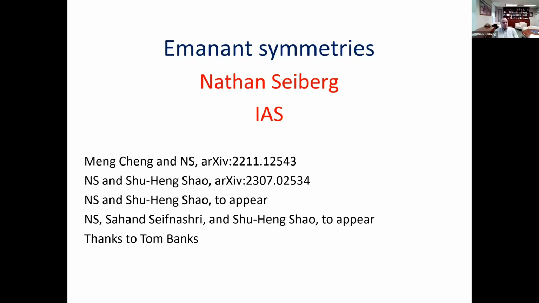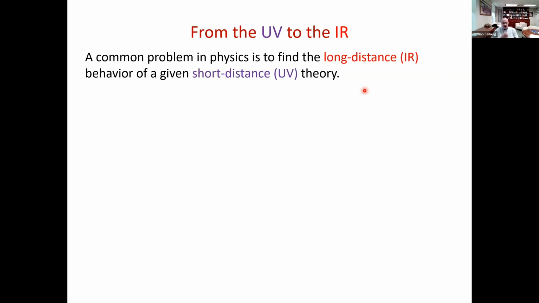I'm very flexible. So it's a common problem in physics to start with the UV and to go to the IR. And I will be using this color coding that this purple is the UV and this shade of red is the IR. And I'll try to be consistent with this color coding. And it's a common problem in physics to find the long distance behavior of a given short distance theory. And this appears both in particle physics and in condensed matter physics.